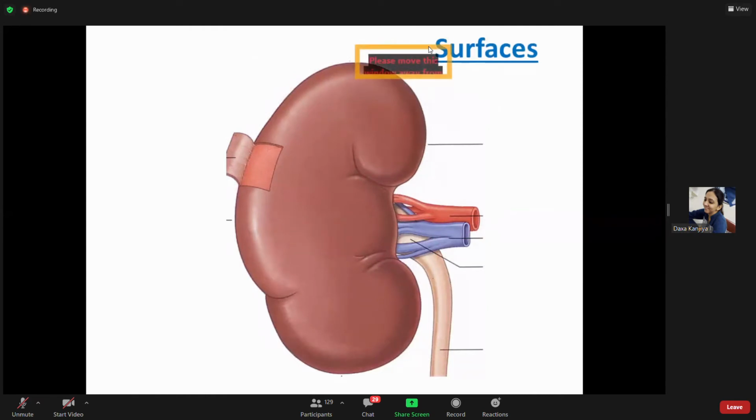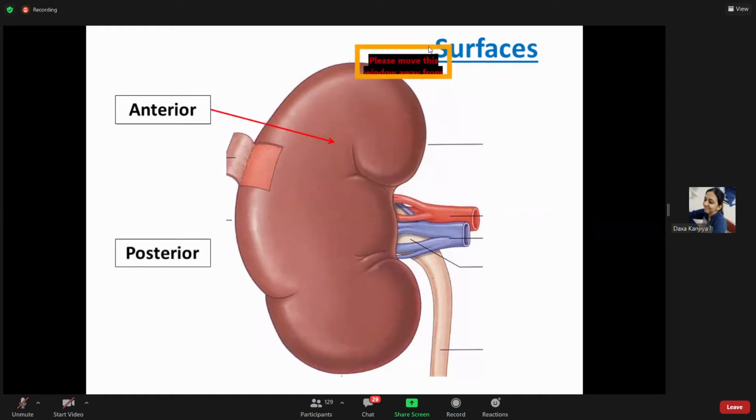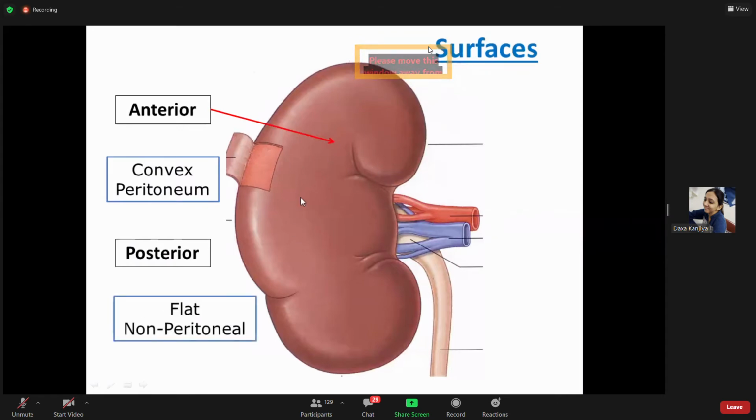Surfaces, there are two surfaces, anterior surface, which is seen here, and posterior surface. Anterior surface is convex and rough and is covered by the peritoneum. Posterior surface is flat and it is totally non-peritoneal, and that's why kidneys are retroperitoneal organs.